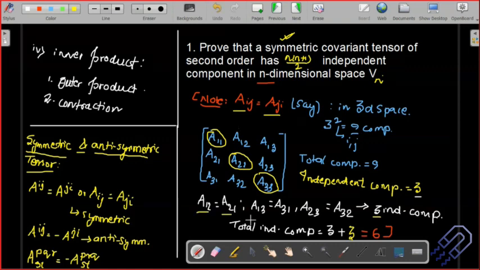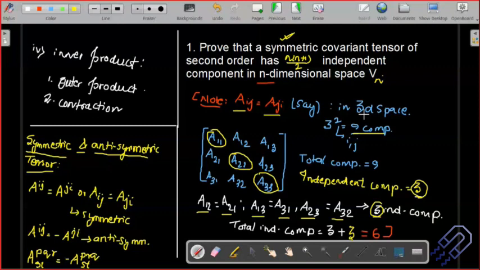This is the same as this. This is the same as this. This is the same as this. So that means they will represent just three independent components, because the other three are a repetition since it's a symmetric tensor. So the total independent components would be this three plus this three. We are basically considering a 3 by 3 form, so there are 9 components. What is the space? 3D space. How many basis vectors? 3. So it is 3 square, which is 9.